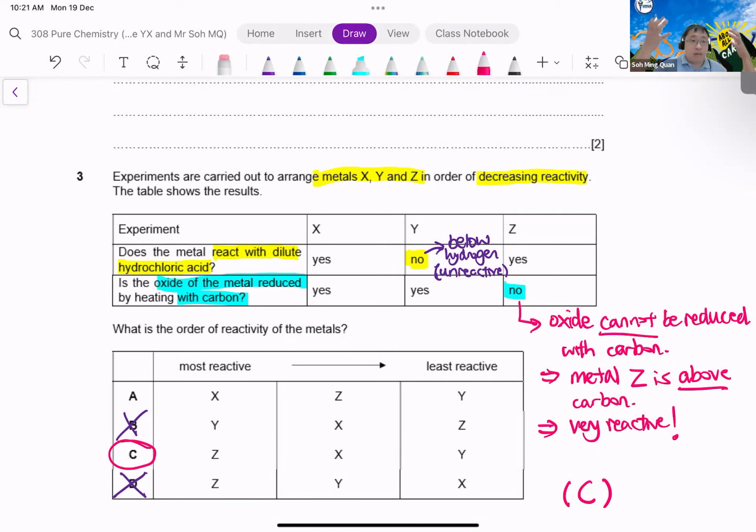Okay, one way to remember is potassium, sodium. The only way to extract them is electrolysis. You cannot reduce using carbon. Therefore, these are very reactive metals. Okay.